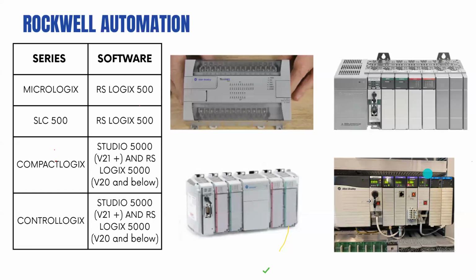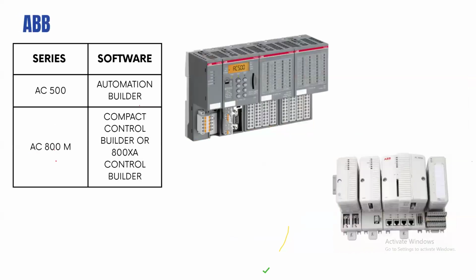ControlLogix is the most capable Rockwell PLC, and this is what you typically find in an oil and gas application. It is used where you need redundancy, motion control and very high performance requirements. CompactLogix is, let's call it, the mid-range of the Rockwell ecosystem.